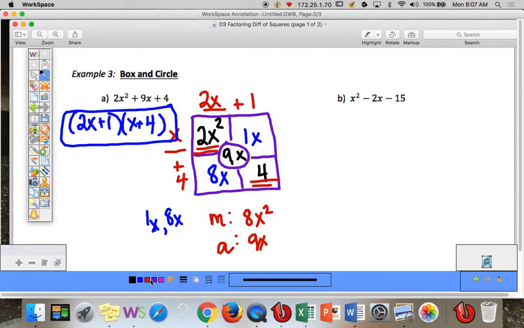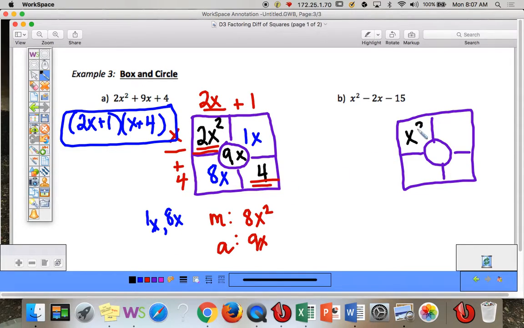Again, we'll make our box and circle. So we have our x squared, our negative 2x, our negative 15, and we want to know what multiplies to the first term times the last term. So it multiplies to negative 15x squared, that adds to negative 2x.